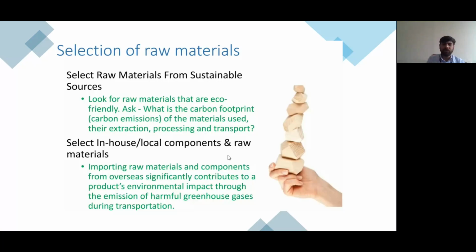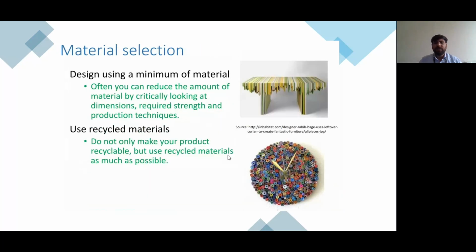Importing raw materials and components from overseas significantly contributes to a product's environmental impact through the emission of harmful greenhouse gases like CO2, methane, etc. In the material selection, design using a minimum of material. Often you can reduce material by critically looking at dimensions, required strength, and production techniques. The minimum use of material can be achieved after optimizing the design.